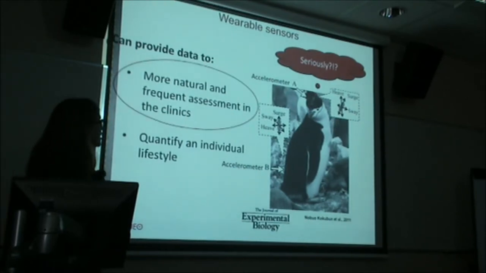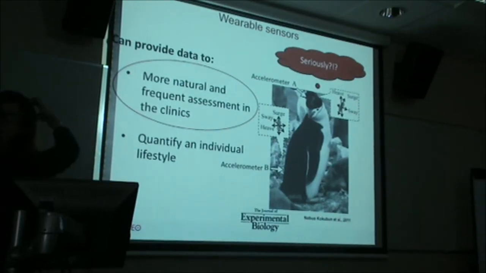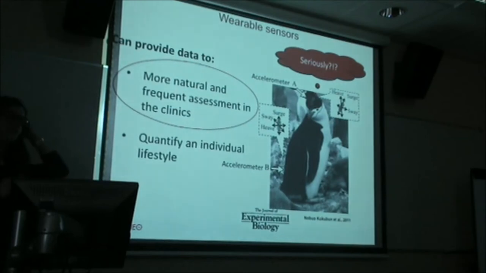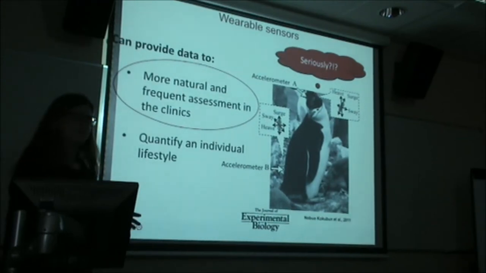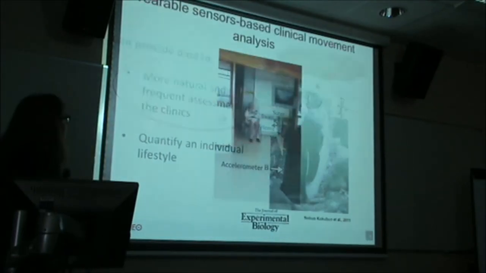So, let's start. I would like to give you a few examples of the kind of work that we are doing with wearable sensors in the clinics at the moment. Referring to problems where we really cannot bring the gait lab into the game, even if we would love to, but it's really just not feasible.